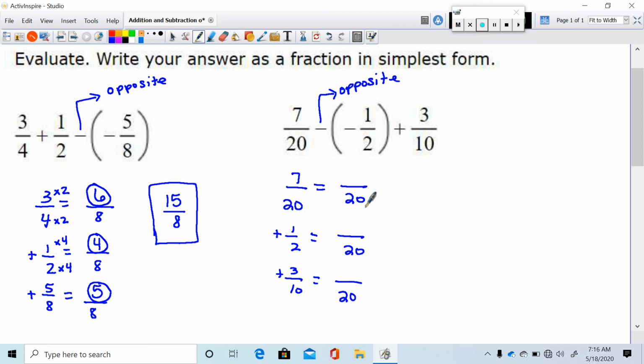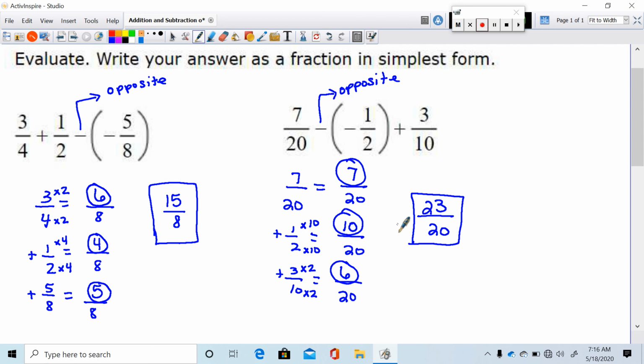Okay, well, the first fraction already has 20, so just write down the numerator and it stays like it is. The next fraction, 20 divided by 2 is 10, so you've got to multiply the top and bottom by 10. 1 times 10 is 10. And the next one, 20 divided by 10 is 2, so multiply by 2. 3 times 2 is 6. You keep your common denominator in your answer, and these were all positive, so we're just going to add them all up. So 7 plus 10 is 17. 17 plus 6 is 23. So the answer is 23 over 20, and we do not have to change it to a mixed number. You can leave it like it is.